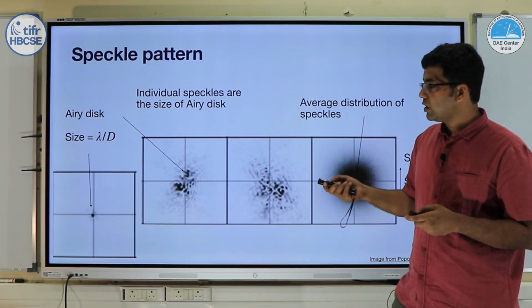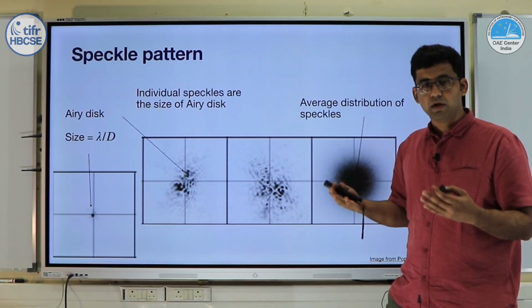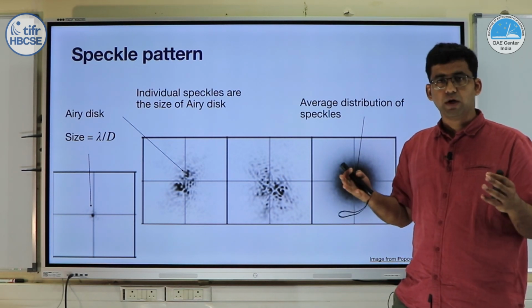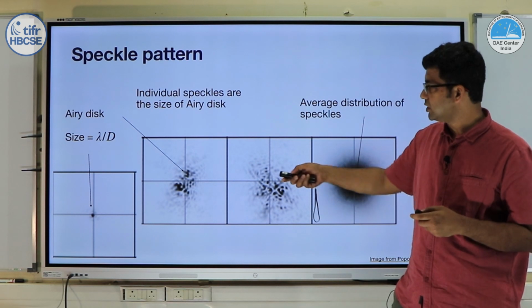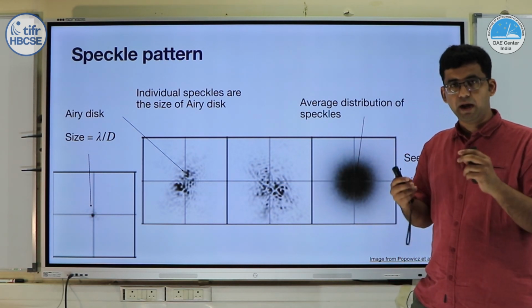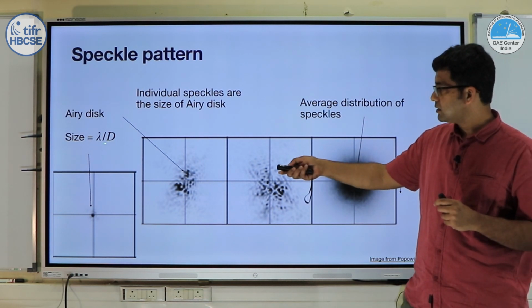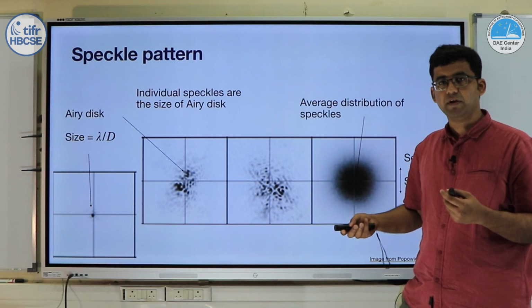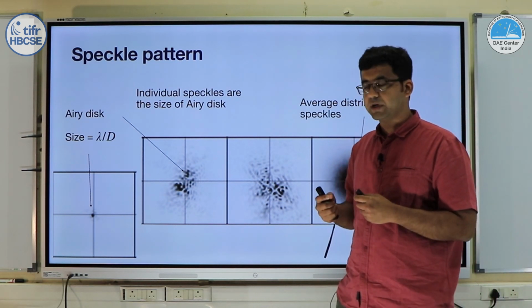Now, let us look at what is called a speckle pattern. What does the atmosphere do to an image? If you have a telescope and there is no atmosphere, if you have a circular aperture, the image looks quite sharp. It looks like a very sharp point, and the size of that point is given by standard diffraction theory, and it is about lambda by d, where lambda is the wavelength and d is the diameter of your telescope.